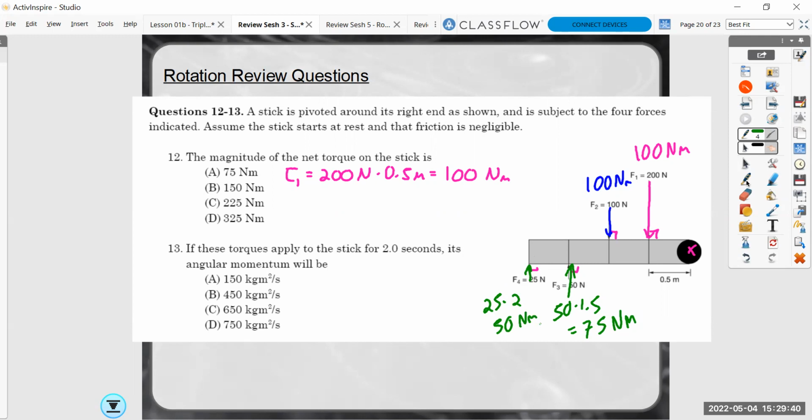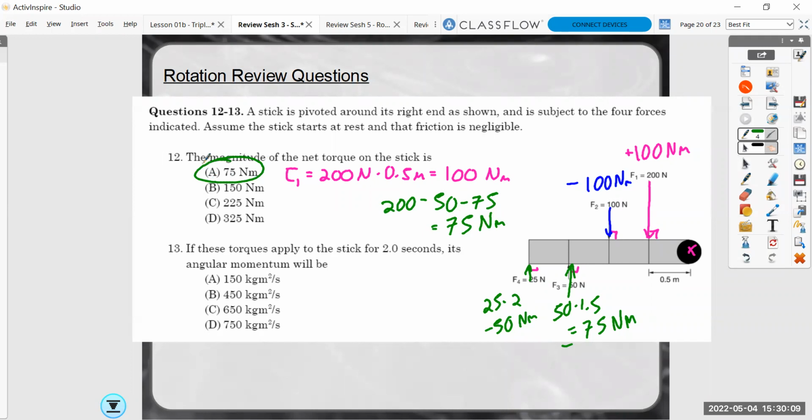Because we've got 2 that are carrying us in what we consider to be the positive direction, and 2 that are carrying us in what we consider to be the negative direction. So we'll have 200 minus 50 minus 75, so minus 125. So we end up with a net torque of 75 Newton meters in this case.